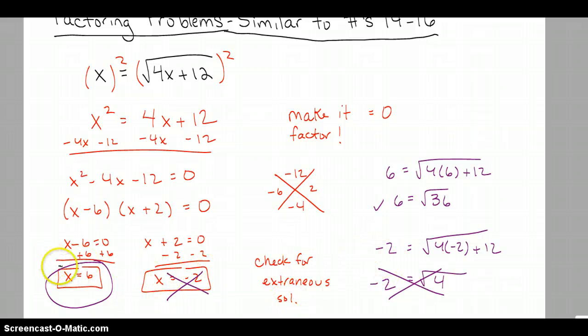So my only answer is going to be x equals 6, and that is it. The negative 2 is extraneous.